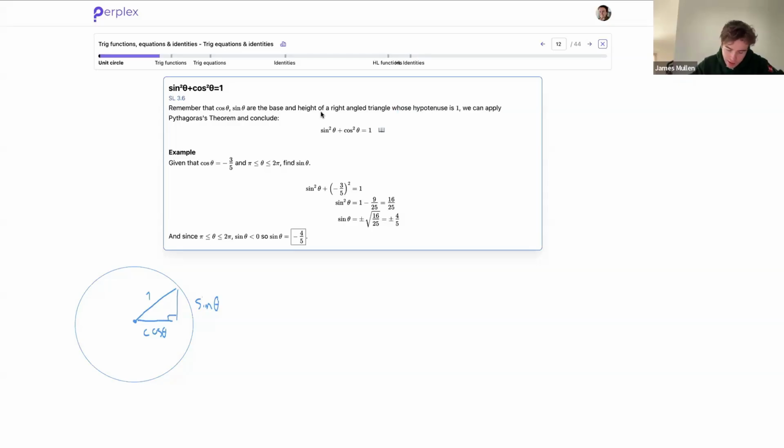So for example, if I know that cos of theta is equal to negative 3 over 5, find sine theta given that the angle is between pi and 2 pi. Okay, so let's try and draw out what I know in this example. I know the angle is between pi and 2 pi, so my angle is somewhere here.